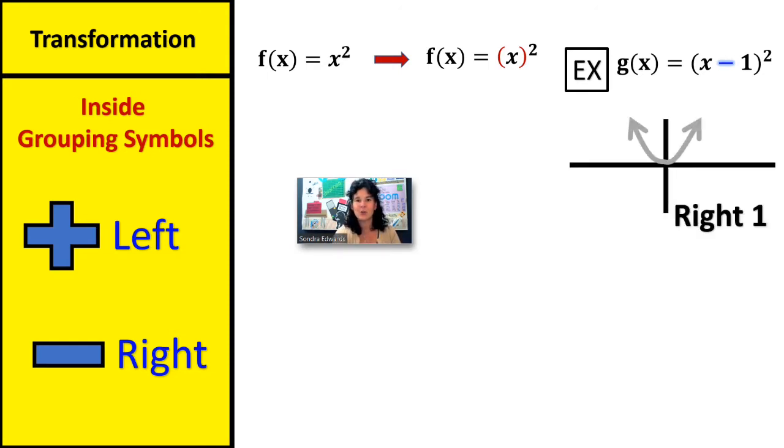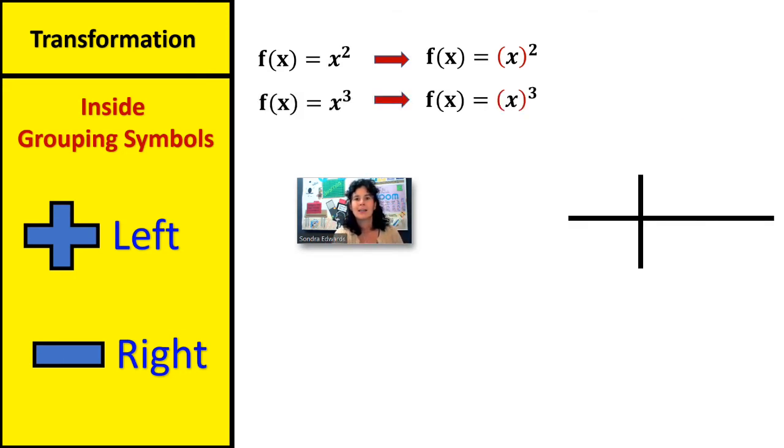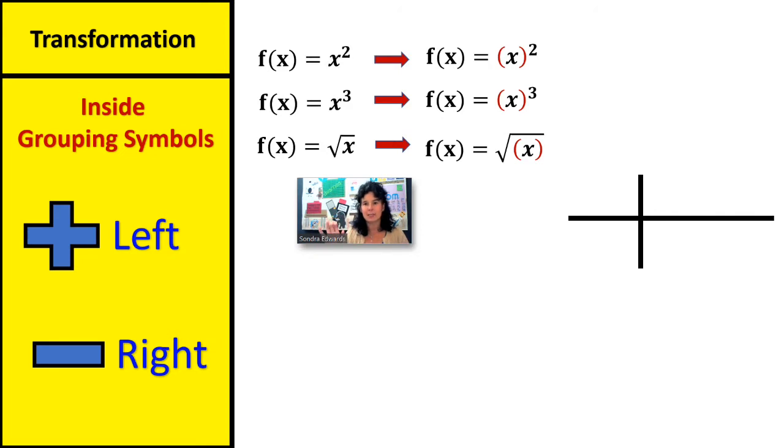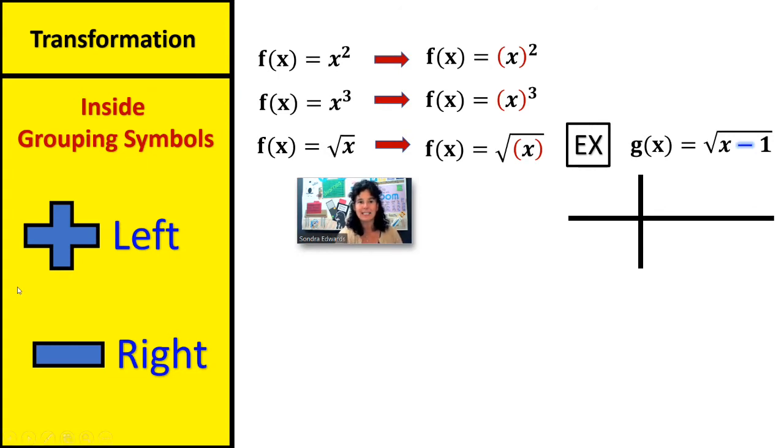So if I drew in the parent function y equals x squared, and I grab that whole thing and just drag it to the right one, we now have the graph of g of x equals x minus 1 quantity squared. The same thing would happen with a cubic. Let's look at a square root of x. Inside of grouping symbols, the square root symbol is a grouping symbol. And so if we have a minus 1 underneath the root symbol, then the minus is going to take us right. So here's a picture of the parent function y equals the square root of x, and we're just going to grab that and drag it to the right. Drag that to the right, and I now have the graph of g of x equals the square root of x minus 1.